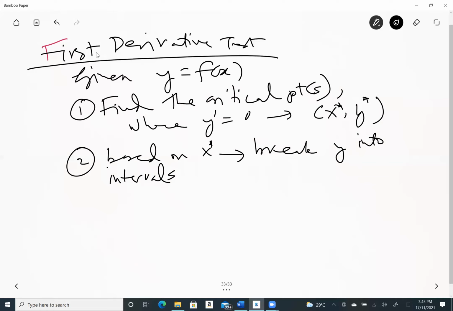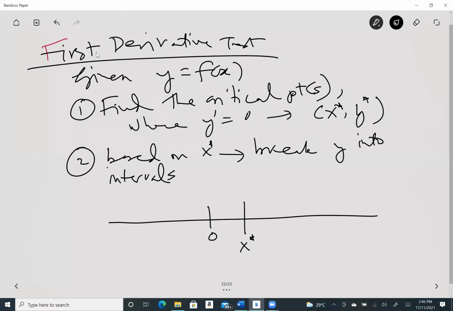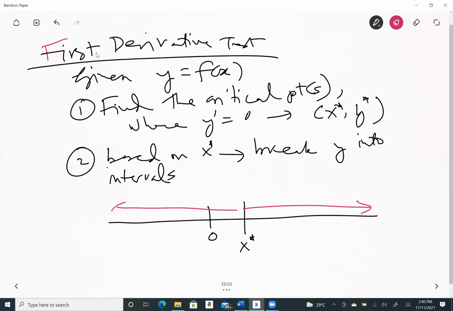So this is what we do. Based on the thing, you just draw a number line. Suppose the 0 is over here, but this has nothing to do with 0. It has to do only with x star. Suppose our x star is there. So what do you have here? How many intervals do I have? I have 2 intervals, one over here, one over there: negative infinity to x star, and then x star to infinity.